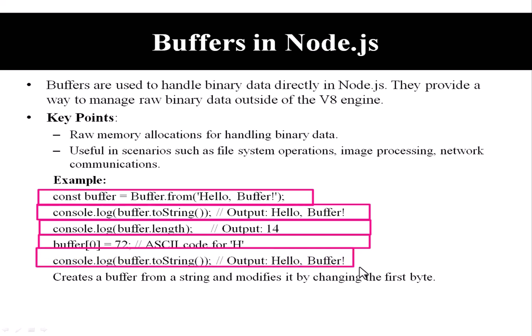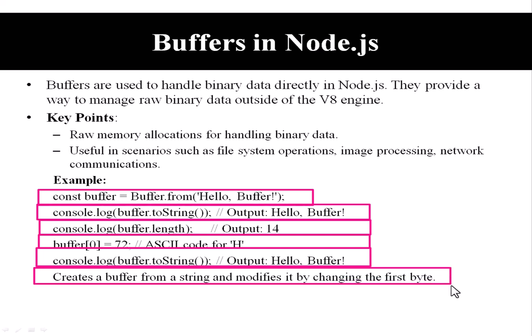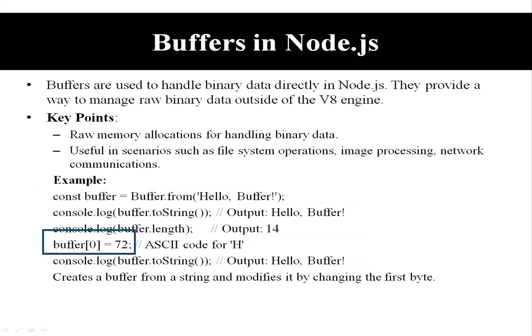Next, if you print buffer.length, as we have seen, the total count including the comma, the space, and the exclamation mark is 14. And buffer[0] shows the element at that location of the array. An array starts with 0 and goes to n-1, and it shows 72 now, which is H. Next, console.log of buffer.toString. Now you convert the content stored in the constant buffer to a string, and it displays the output Hello, Buffer!